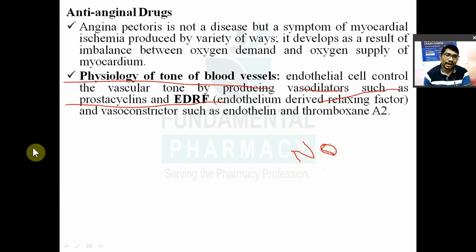Now, as endothelium also produces a relaxing factor, it will also produce some constriction factors. So it also produces vasoconstrictors. What are they? Endothelin and thromboxane. These are the vasoconstrictors produced by the endothelium of the blood vessel, whereas prostacyclin and nitric oxide, that is EDRF, are vasodilators. They are produced by the vascular endothelium, which controls the tone of your blood vessel.